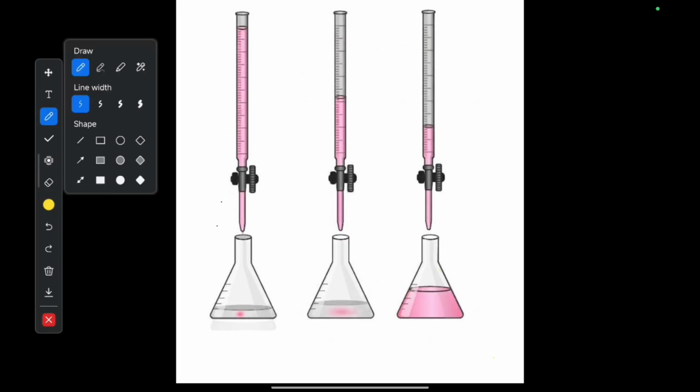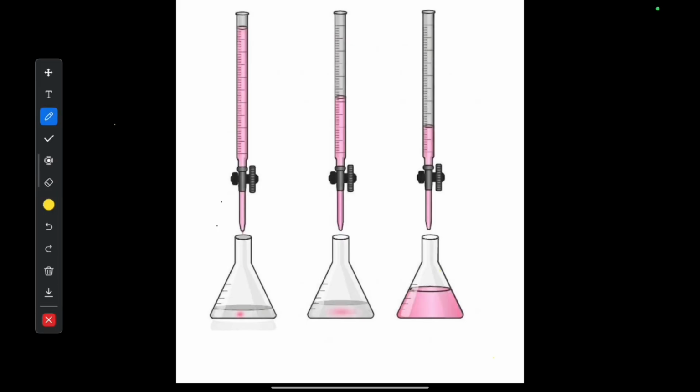That means in this titration process, you will be provided with two types of solution. Solution 1, suppose its concentration is not known to you. Solution 1 with unknown concentration, whose molarity, whose strength is not known to you, will be called an analyte, or it is also called the titrate.